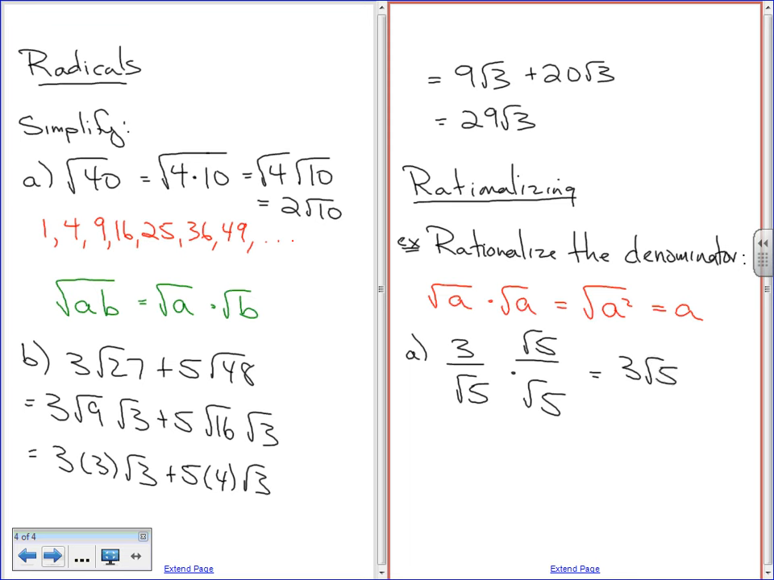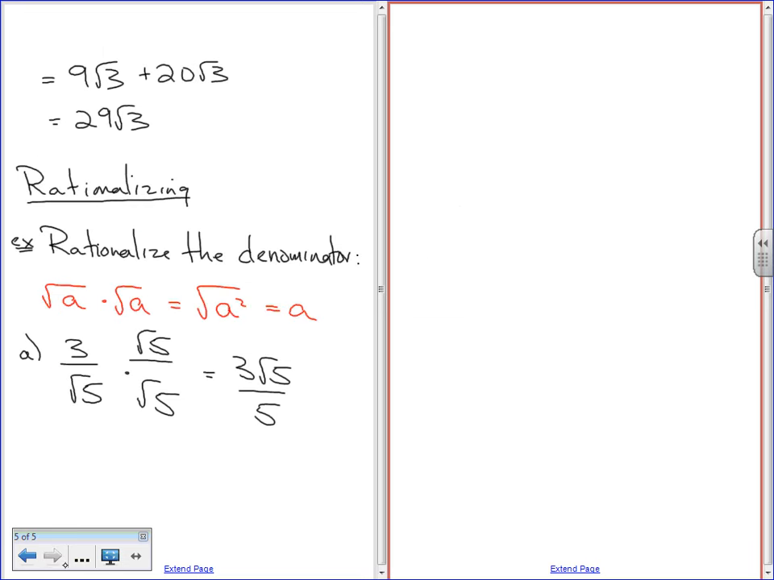So 3 times root 5 is 3 root 5. And root 5 times root 5 becomes the square root of 25, which is 5. So we've rationalized the denominator. Nothing too exciting about it. The only thing is now we don't have a radical on the bottom. Rationalizing becomes a little bit more difficult when you have a binomial on the bottom. So something like, say, 3 minus the square root of 5 over root 3 plus root 7.